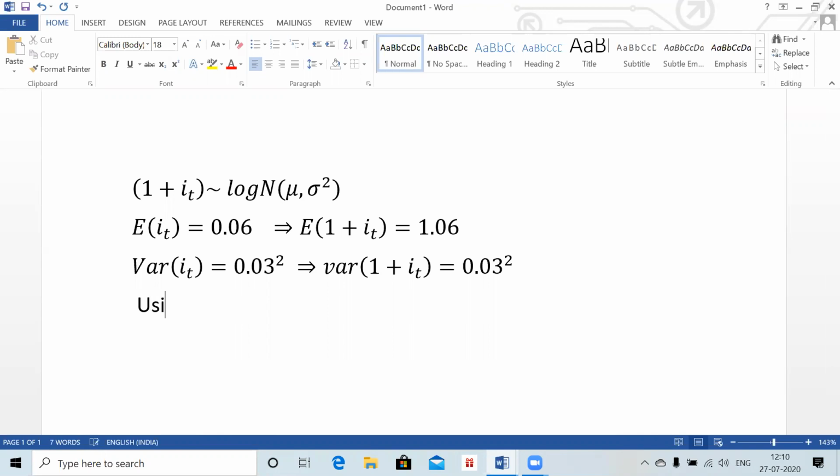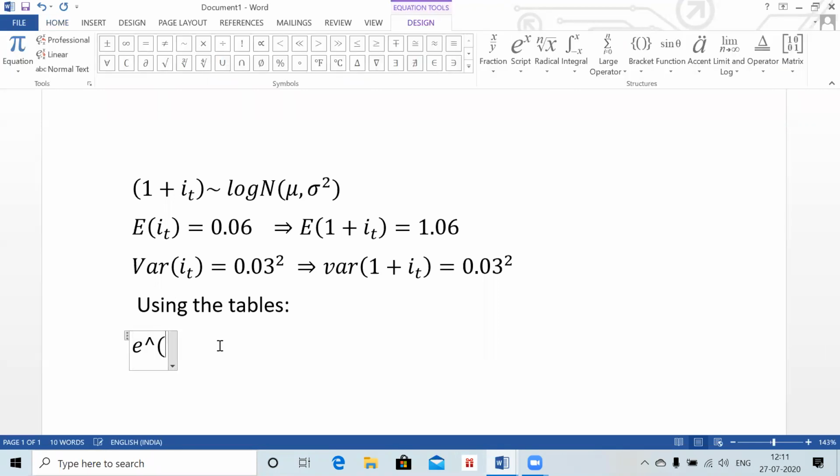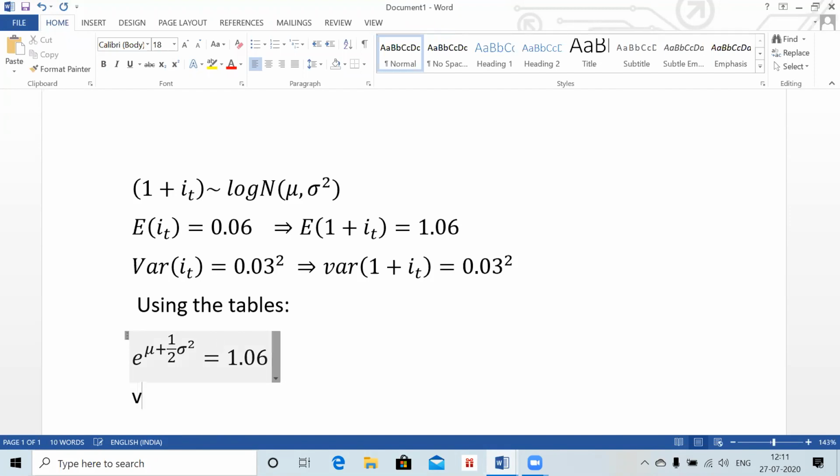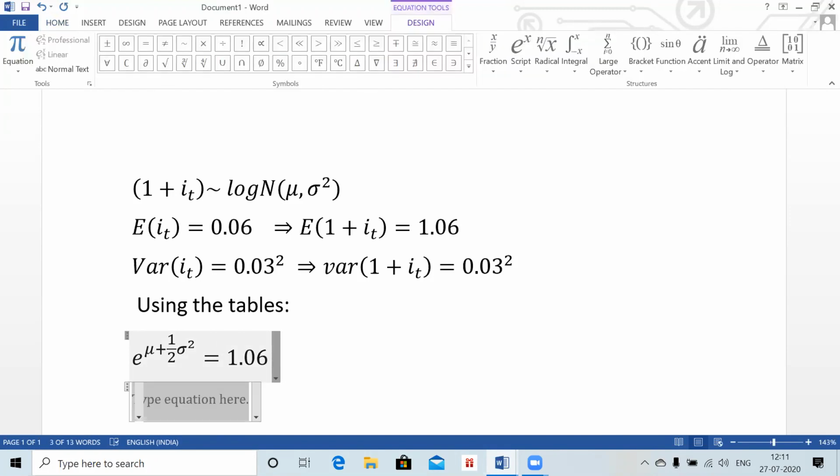Moving on, using the tables, we know that e to the power mu plus half sigma square is equal to this value, 1.06, and variance is e to the power 2 mu plus sigma square into e to the power sigma square minus 1 is equal to 0.03 squared.